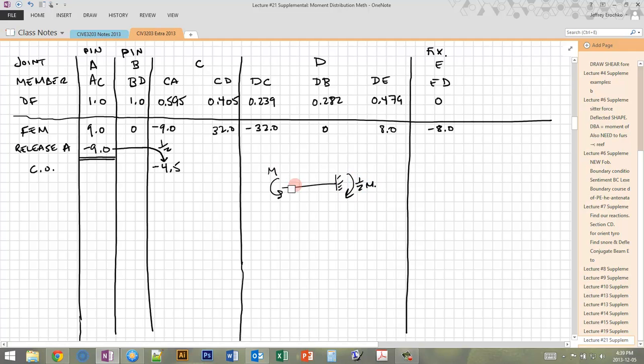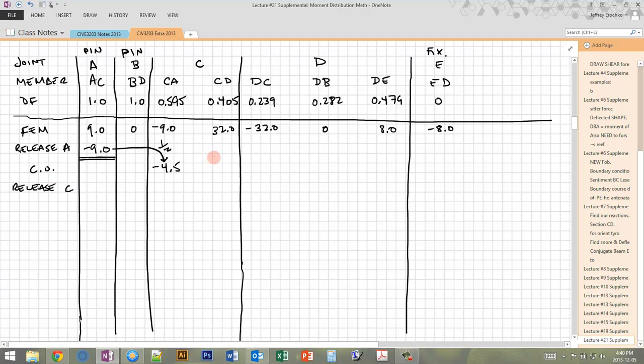And you can prove this to yourself. We have to assume that this is pinned. You can prove this to yourself using any kind of indeterminate analysis. You could use slope deflection if you like. You can use force method to convince yourself that that's the case. So we do that carryover. So now A is finished. Now, usually I would go and release B, but B is already in equilibrium because it has 0. So there's no unbalanced moment in B. So I'm going to move over straight to C and release C.